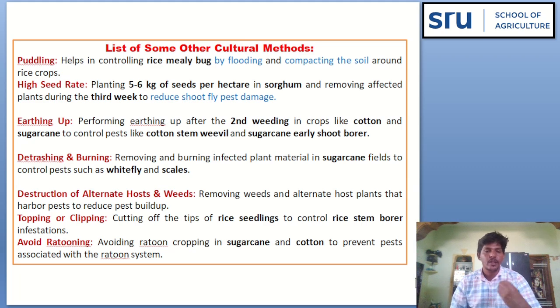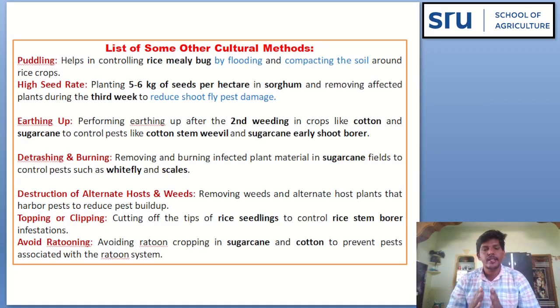So a high seed rate sowing is somewhat good, so that we can thin out the damaged seedlings and maintain a healthy optimum plant population in the sorghum field. Earthing up. Performing earthing up after the second weeding in case of cotton and sugarcane can manage cotton stem weevil and sugarcane early shoot borer respectively.